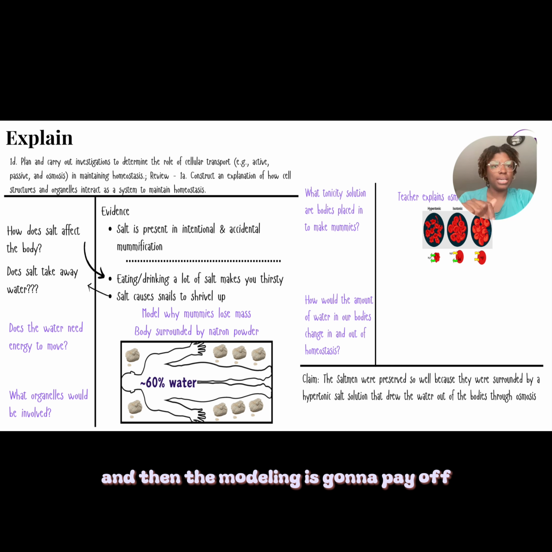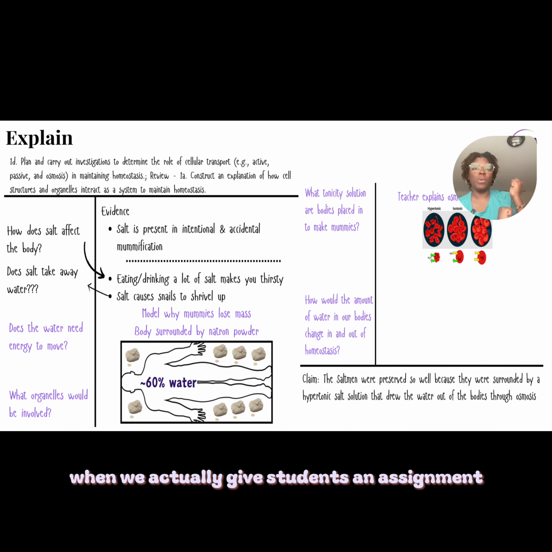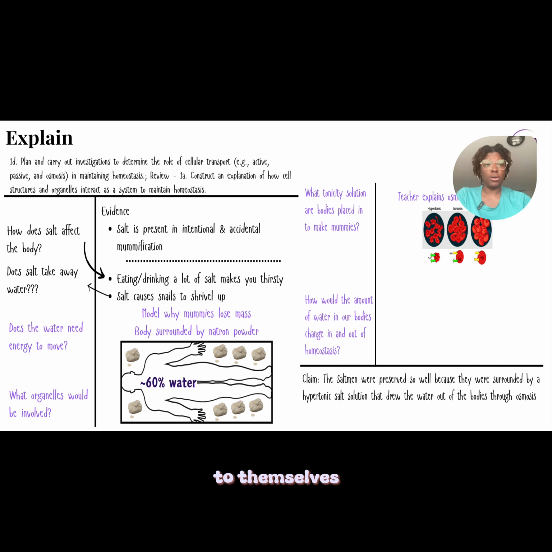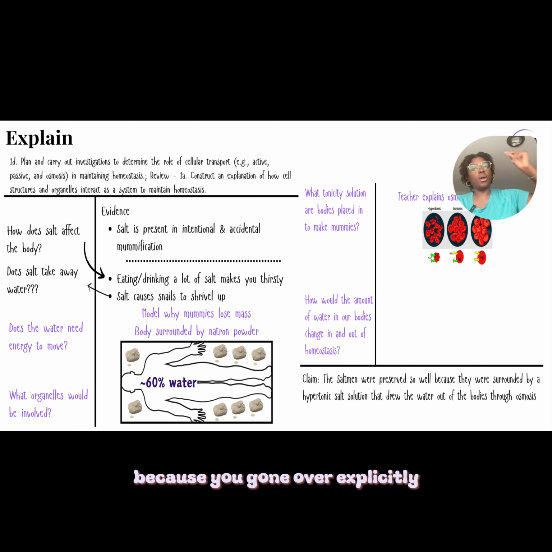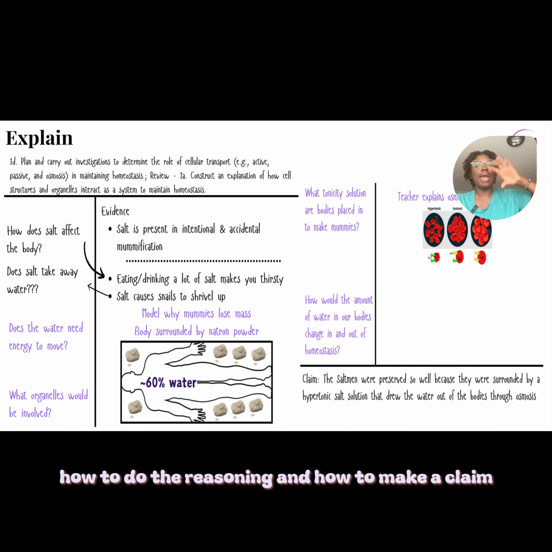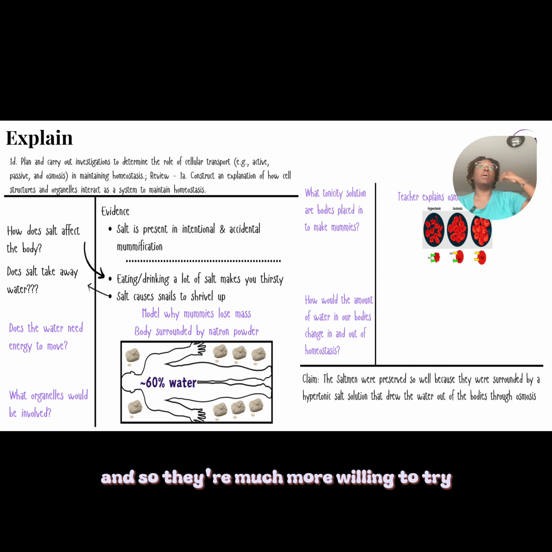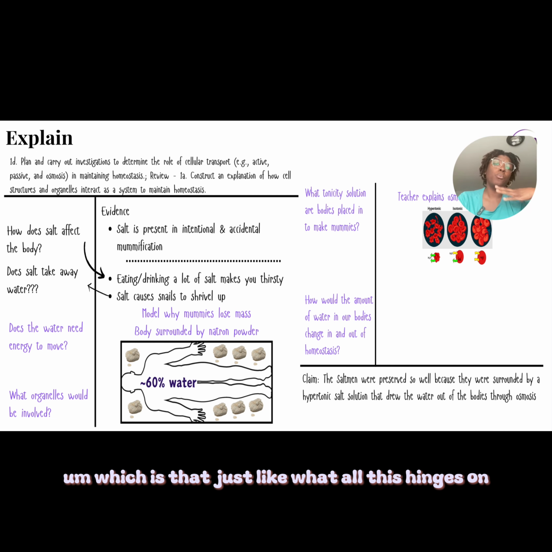And then the modeling is going to pay off when we actually give students an assignment to do themselves, because now they feel a little bit more confident because you've gone over explicitly how to find the evidence, how to do the reasoning, and how to make a claim. And so they're much more willing to try, which is just what all of this hinges on.